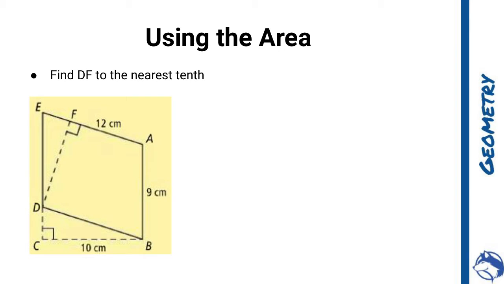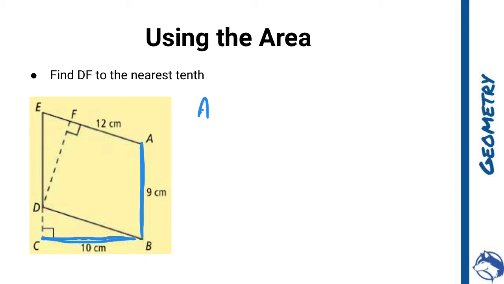So you might also see problems like this where you're allowed to use the area to help you find something else. So with this type of problem, the one thing you want to make sure is that you're thinking about it in different ways. So this is the parallelogram ABDE. And what I've got here is that AB could be my base and CB could be my height of the parallelogram, if I look at it one way.